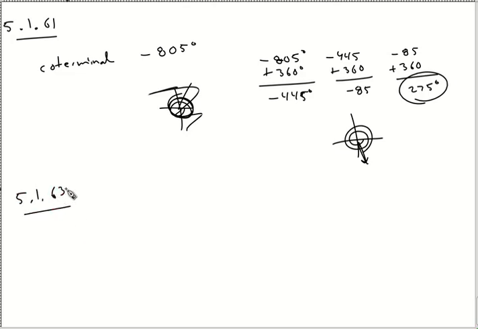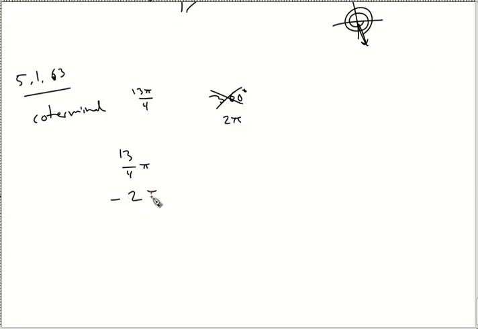5,163. My sixes don't look very good today. So it says coterminal, same problem, with 13 pi over 4. Awesome. So now instead of using the 360, which we're used to, we're going to use 2 pi because they're the same thing. So you're going to add 2 pi or subtract 2 pi. In this particular case, it's a bigger number, it's positive, so I'm going to be subtracting 2 pi. I did it like this because it's way easier to see. Blank pi minus blank pi makes another pi answer.